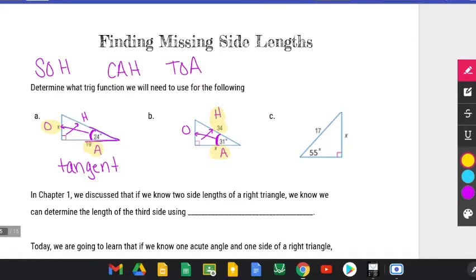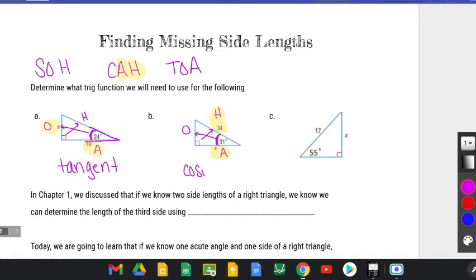Looking up at my acronym SOHCAHTOA, I can see that A and H are in CAH, or whatever function starts with C, which is cosine.